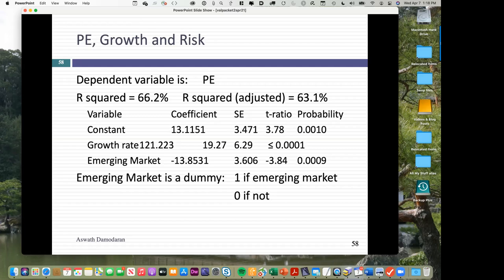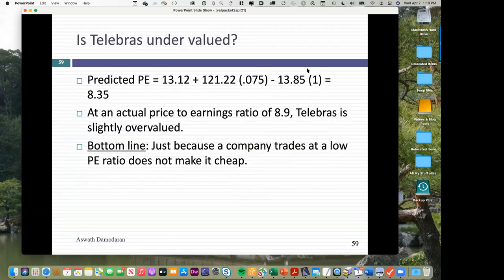Remember the buy recommendation I sent you of Telebras? Let's see if it holds up. I took Telebras and I plugged in Telebras's growth rate and the fact that it's an emerging market company in the regression. So this regression is output from the regression package, whether you use Excel or Minitab or whatever statistics package, you get the regression output. I plugged in Telebras's growth rate and the fact that it's an emerging market company, and I get a predicted PE ratio for Telebras of 8.35.